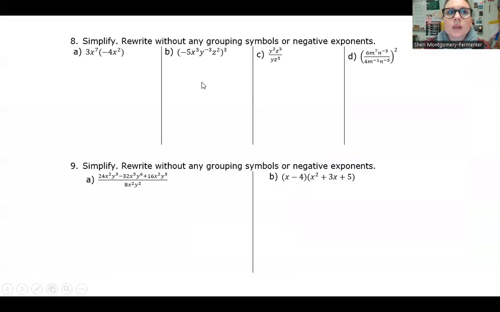All right, the next problem: simplify, rewrite without any grouping symbols or negative exponents. For this first one, we're going to go bit by bit. These coefficients, we're multiplying. So it's 3 times -4, and we get -12. And then for the x's, when you multiply, what are we going to do with the exponents? Add. So we have 7 plus 2, or to the 9th power, and that's it.